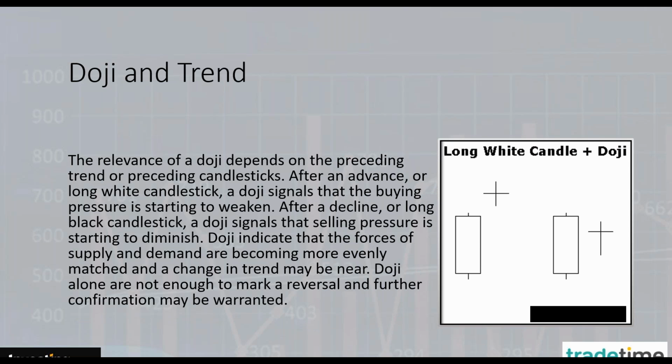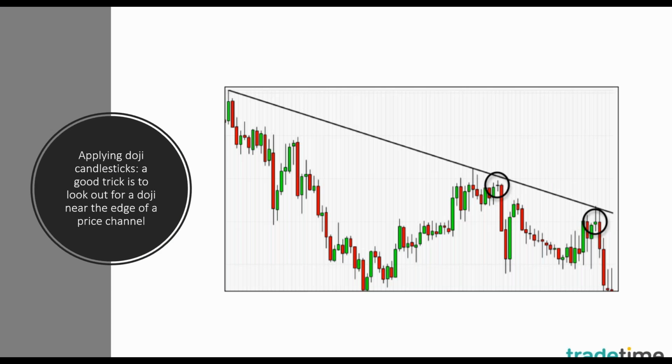Now, a doji is very important to look at in the relevance of the preceding trend and the preceding candlestick. After an advance or a long white candlestick, a doji signals the buying pressure is starting to weaken. After a decline or a long black candlestick, a doji signals the selling pressure is starting to diminish. Dojis indicate that the forces of supply and demand are becoming more evenly matched. So as you can see here, you want to see where the doji appears in comparison to the trend and the price move.